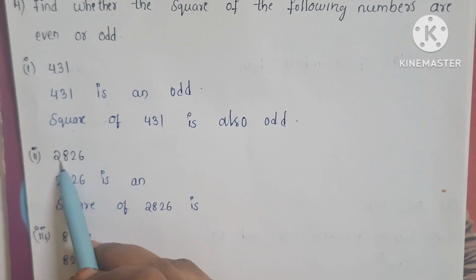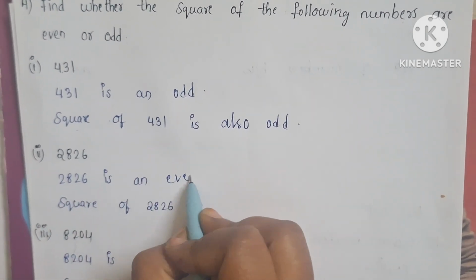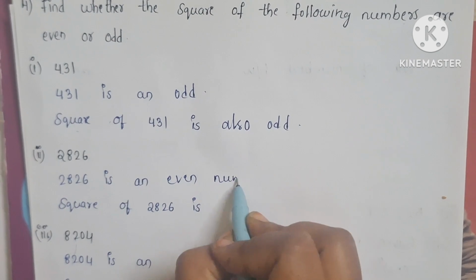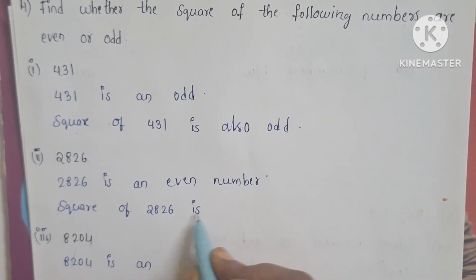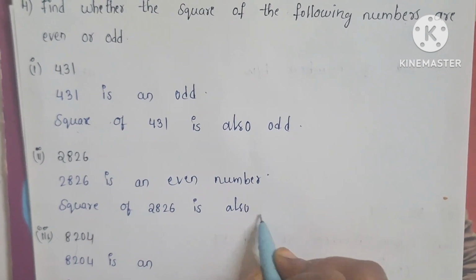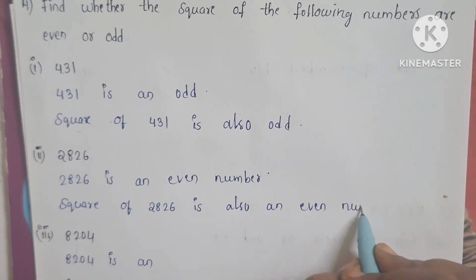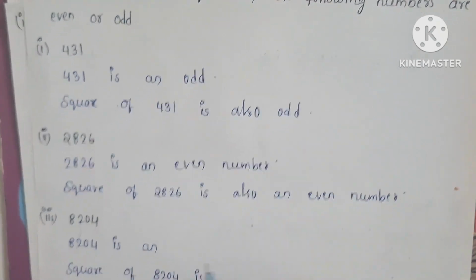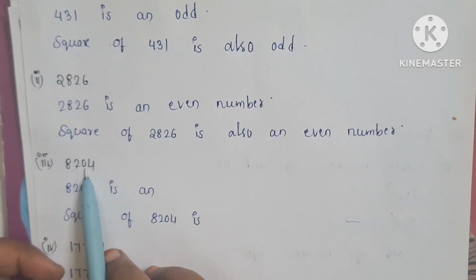Similarly, 2826 is an even number. Therefore, the square of 2826 is also an even number. Here 8204 is even, so its square is also even.